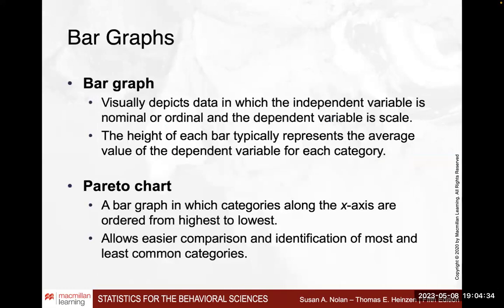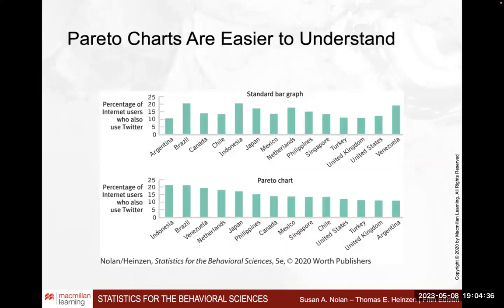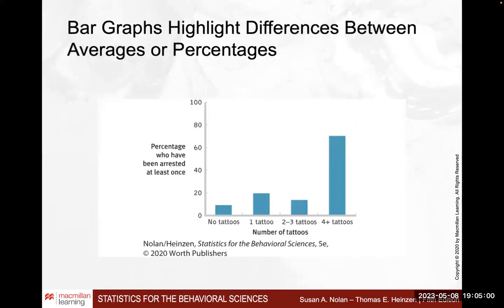Okay, time series plot, bar graph, Pareto chart, standard bar graph. You basically see percentage of internet used for them. You see a Pareto chart that basically has the bars ordered, and that's about it. So bar graphs are very elegant to show counts and percentages. And also the means.